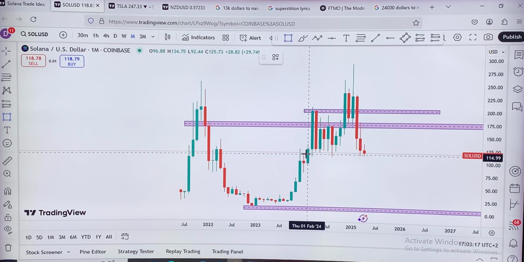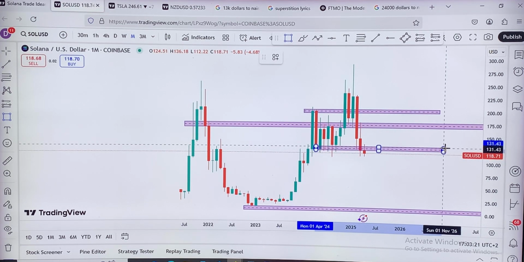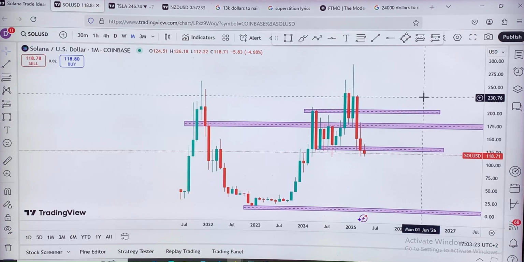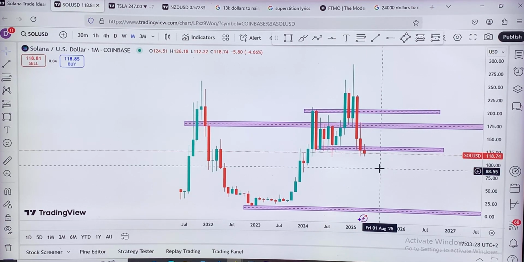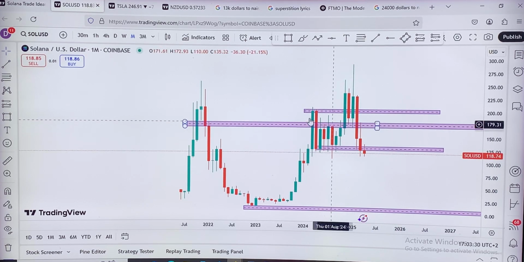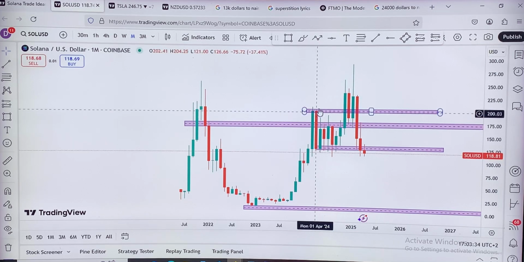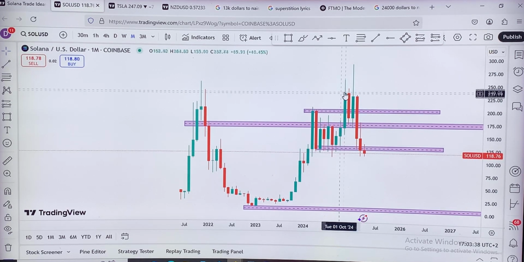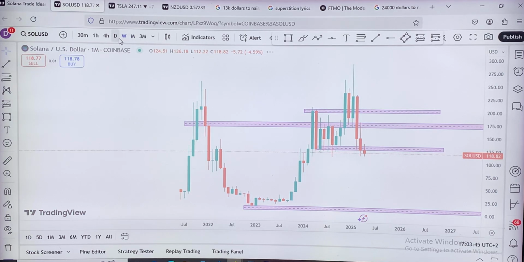Different folks have different ways they see market structure, so this is my interpretation. On this time frame we are seeing bearish activity because we made a higher high, a higher low, a higher high, and a lower low. So the monthly time frame is telling us we're having a downtrend.